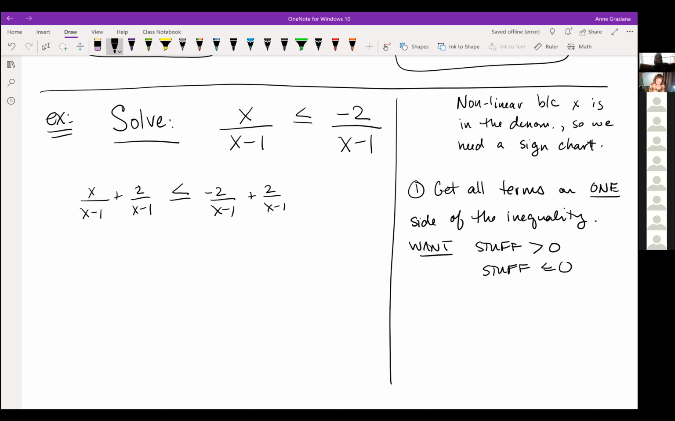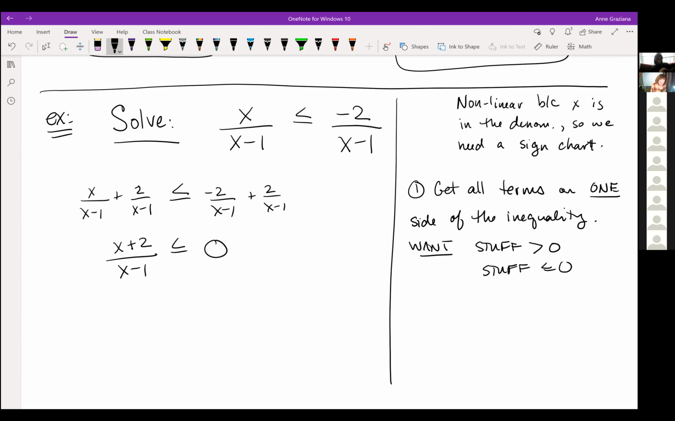So we're going to get all terms on one side of the inequality. I'm going to add that. Since they're the same denominator, I can put it over one fraction, and negative 2 plus 2 is just going to give me 0. Okay, everybody comfortable with that? Any questions about how we got that?